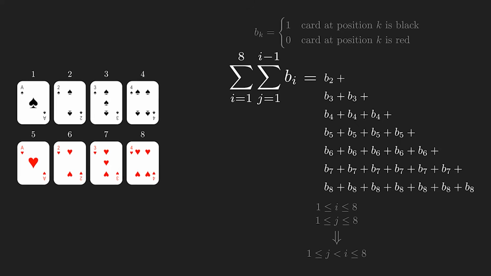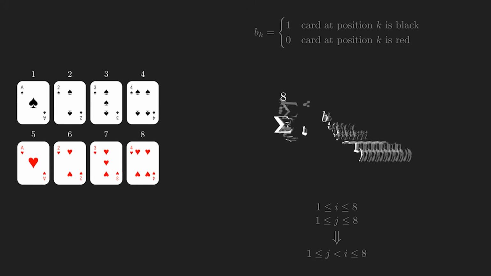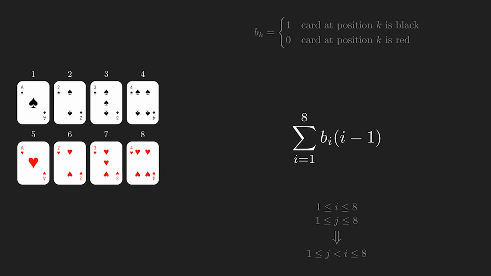As we can see, b2 gets repeated once, b3 gets repeated twice, and this repeats all the way up until b8, which gets repeated 7 times. So really, this can just be condensed even further into the sum of bi times (i minus 1), as i goes from 1 to 8. And just like that, we've successfully removed j from our expression.